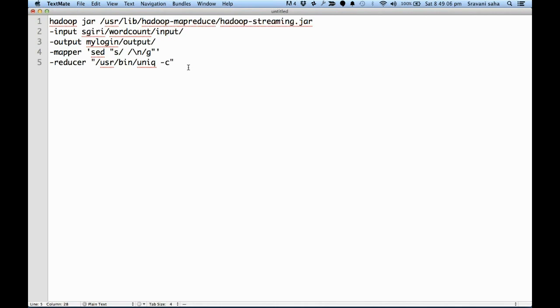So both these commands are clear to you, SED and uniq. Who has a confusion about this?